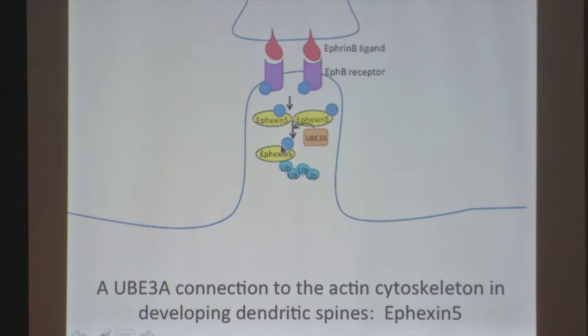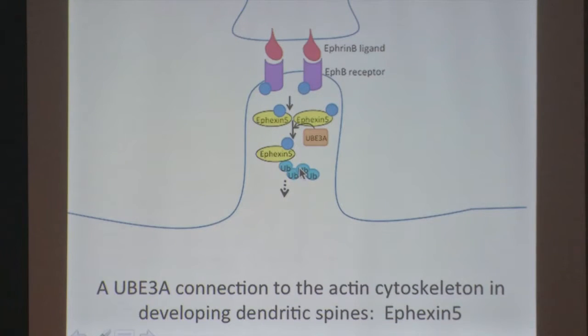UBE3A essentially controls the level of affexin 5, so then it gets degraded. And once it's degraded, its usual target, which it acts as a G protein exchange factor, targeting a molecule called Rho-A. That molecule, Rho-A, controls shrinkage of dendrites, okay?